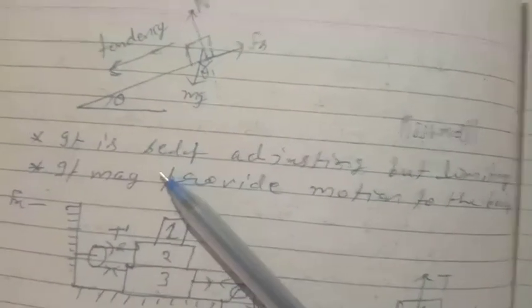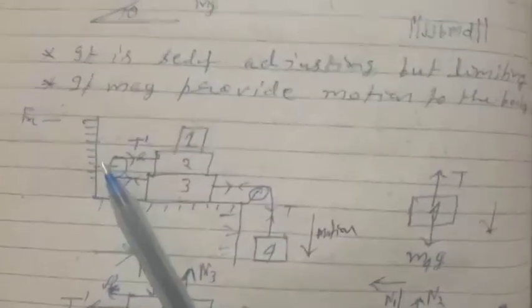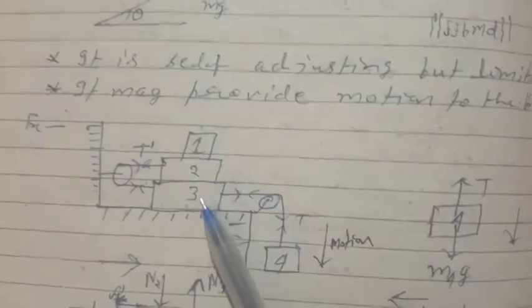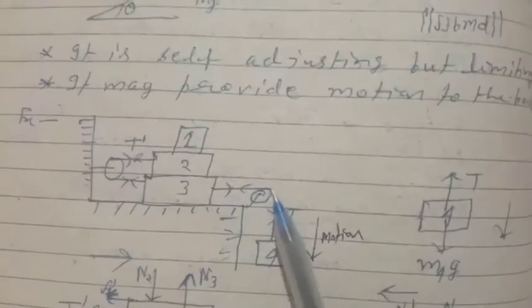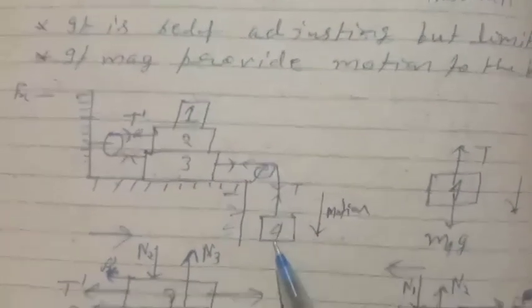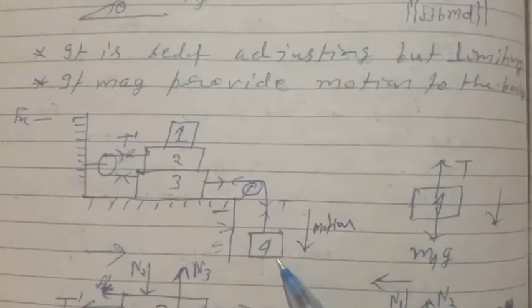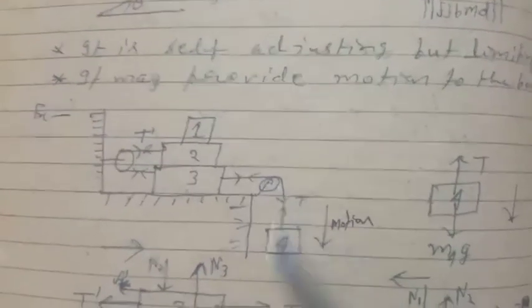There may be a situation where this force provides the motion to the body. And from an example we can see the situation shown here. Three bodies 1, 2 and 3 are placed on a table as shown in the figure, connected with a string and pulley system, and then another body is shown here. Now the body is in motion.